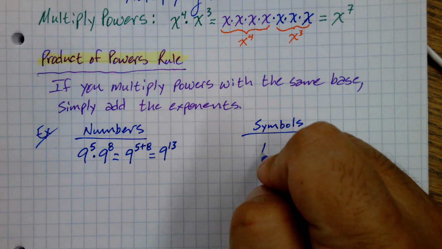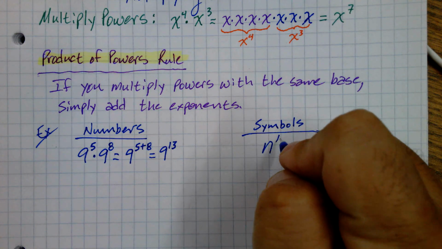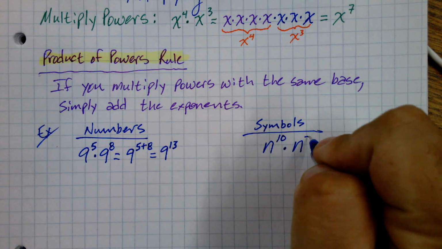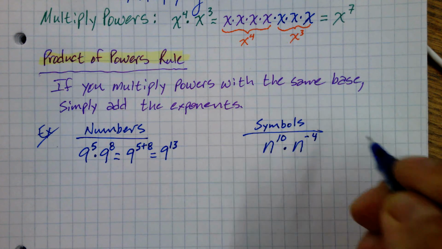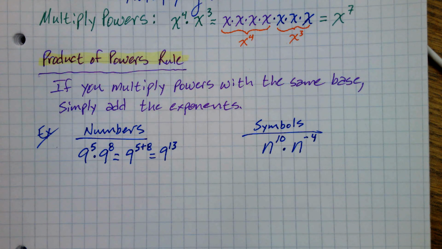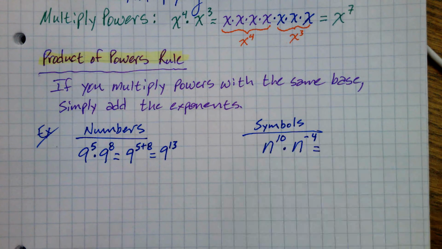Let's say I have n to the 10th power times n to the negative 4 power. Ooh, wait a minute. Can we do that? Yeah. Negative exponents exist, and we'll get into the details. But for right now, let's just work with one.